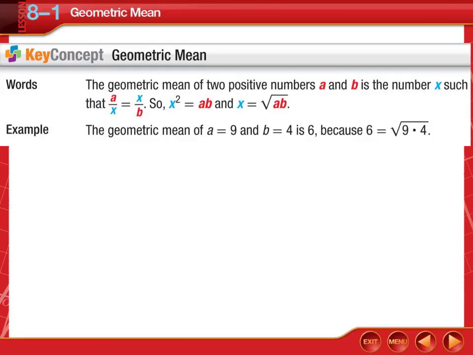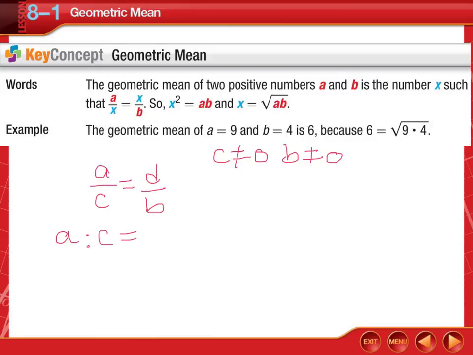We've looked in the past, when we started similarity, looking at ratios. So let's say A is to C as D is to B. And of course, C cannot equal 0 and B cannot equal 0. And we can rewrite these proportions as A:C = D:B, using the colon. And we've talked about this in the past, that these two numbers here in the middle are called the means. And these two here on the outside are called the extremes.